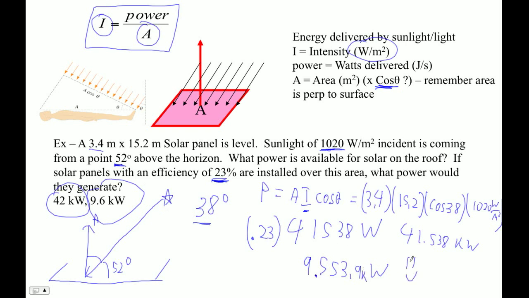So just be careful about it. I guess the formula really is power is intensity times area times the cosine of the angle between the area vector, which is perpendicular to the surface, and the sun's rays. Yay.